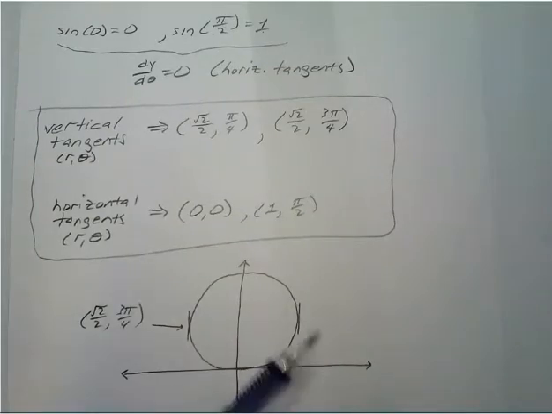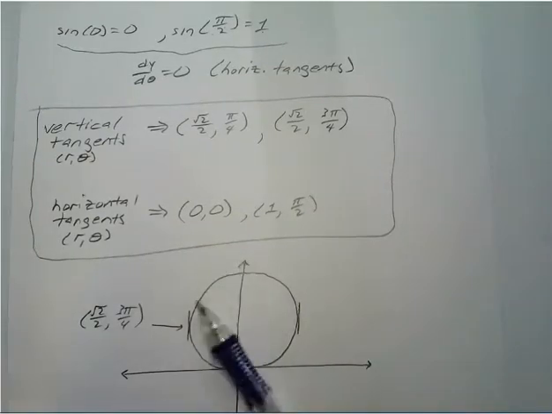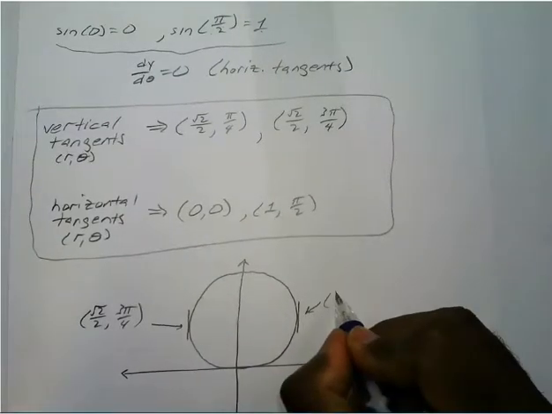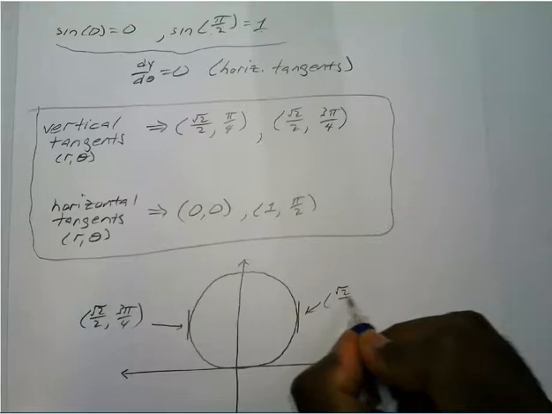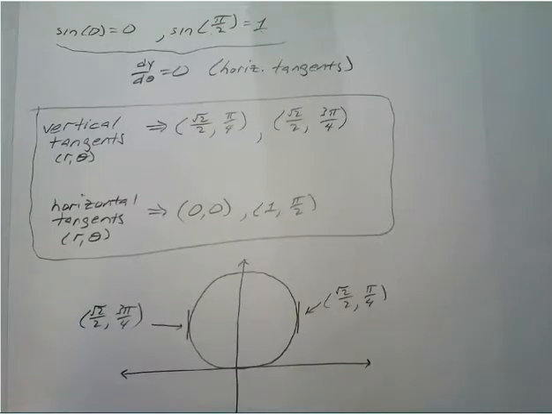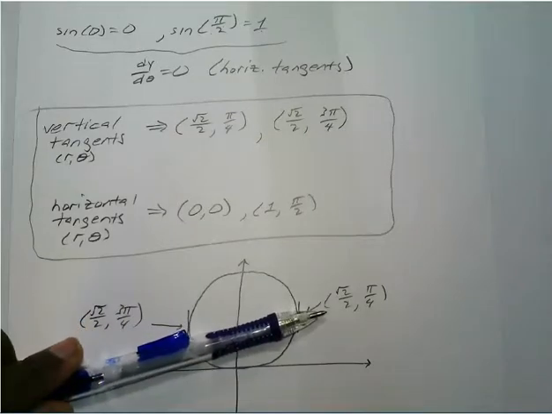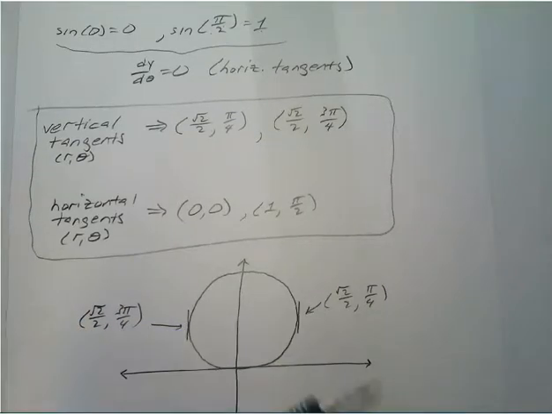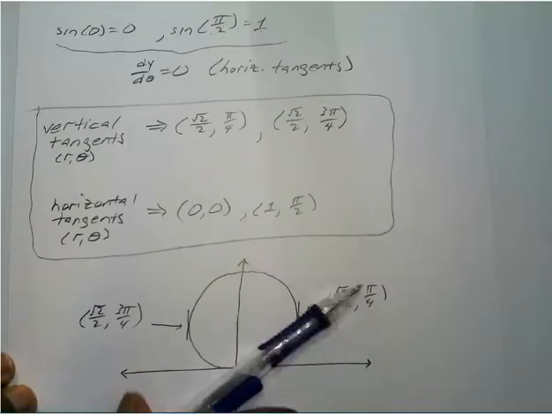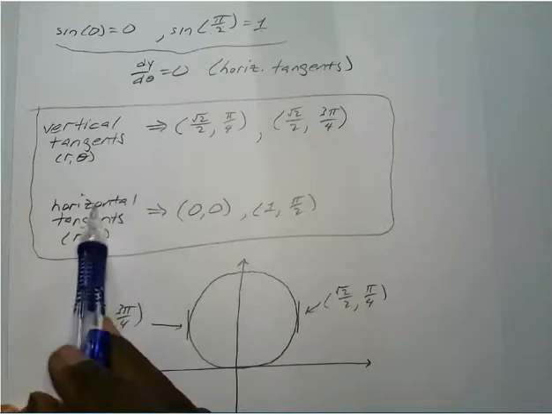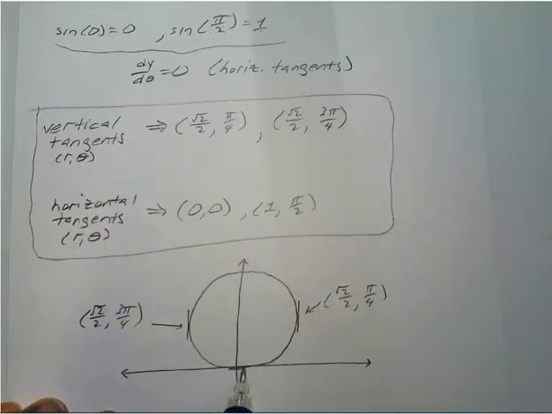Remember, your radius goes from here all the way to 3π/4. And this would be your √2/2, π/4. Your radius starting at 0 would go up to π/4, and same thing here, it would start at 0 and swing over to 3π/4. Now for your horizontal tangents, you have 0, 0, so you're looking at about there.